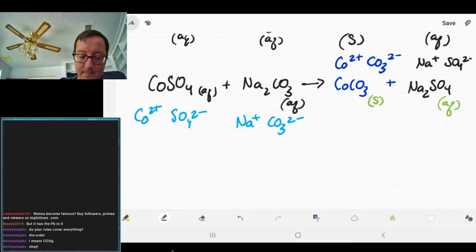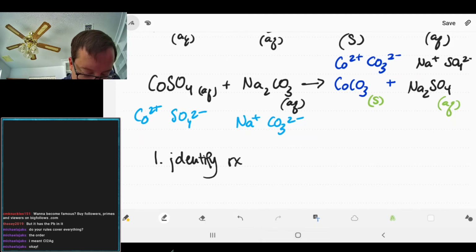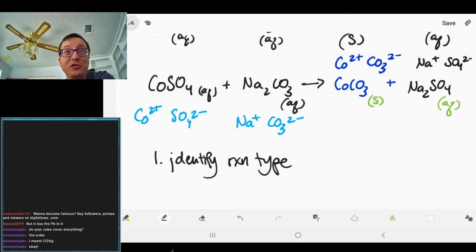All right, already balanced, so we're good there. But we want to get into the pattern of identifying the reaction type. These are all double displacements because we're putting two aqueous ionic compounds together. That's how we identify it as double displacement. That's our first step when we're given reactants like this: identify your type of reaction.